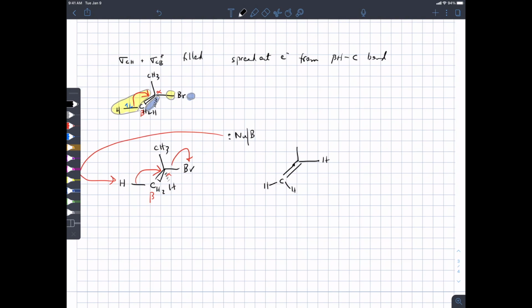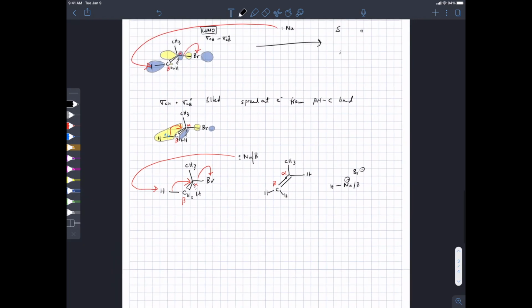Anyway, your products are the new pi bond that you made. The alpha carbon is now sp2 hybridized. You've made a new pi bond between alpha and beta carbons, the leaving group left, and you've got your nucleophile/base that's got a proton on it. Okay, and that is the E2 reaction.